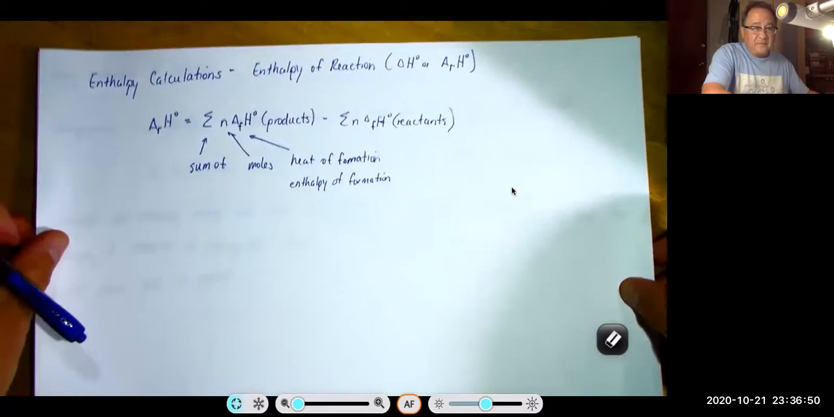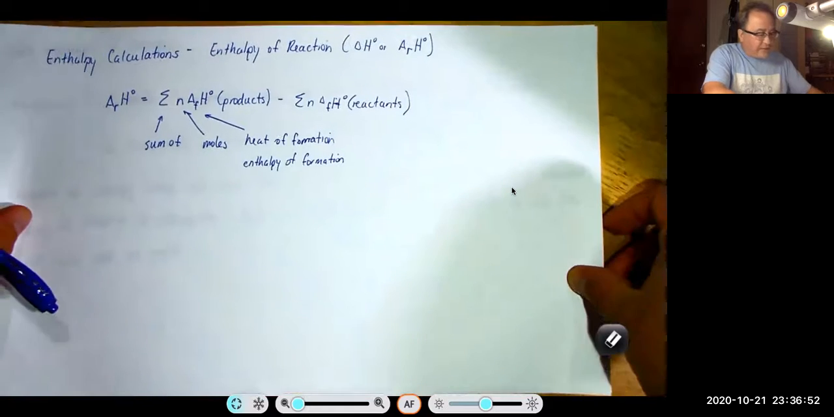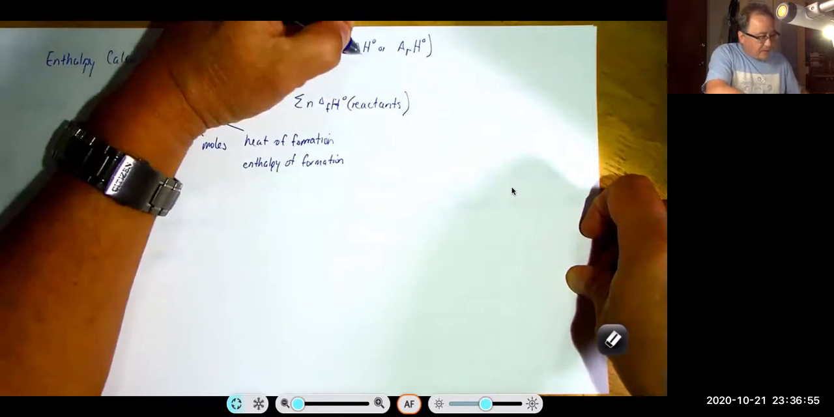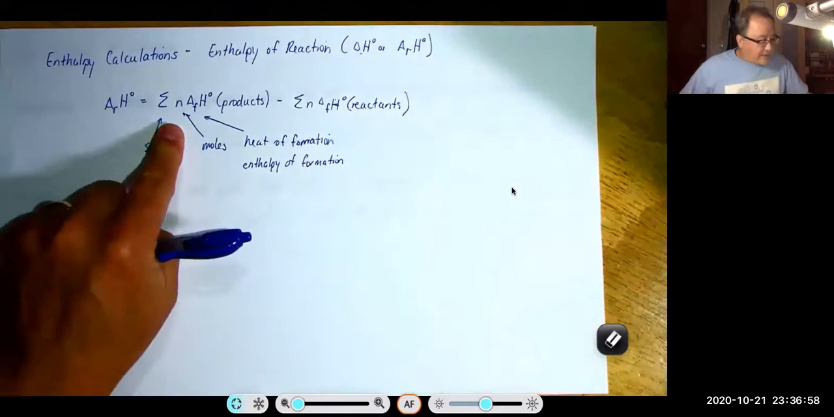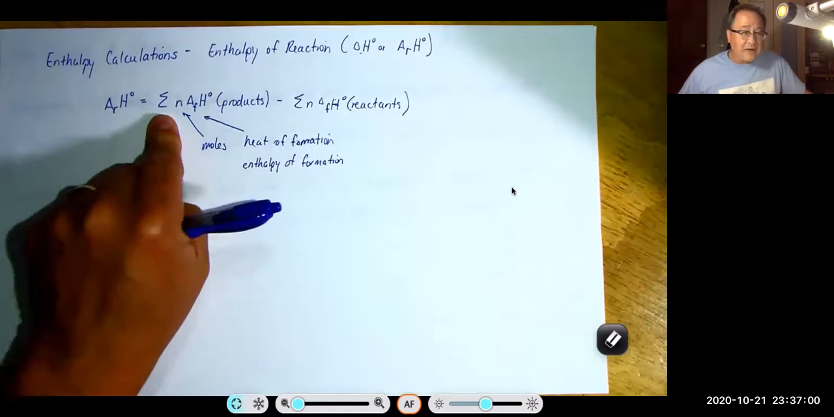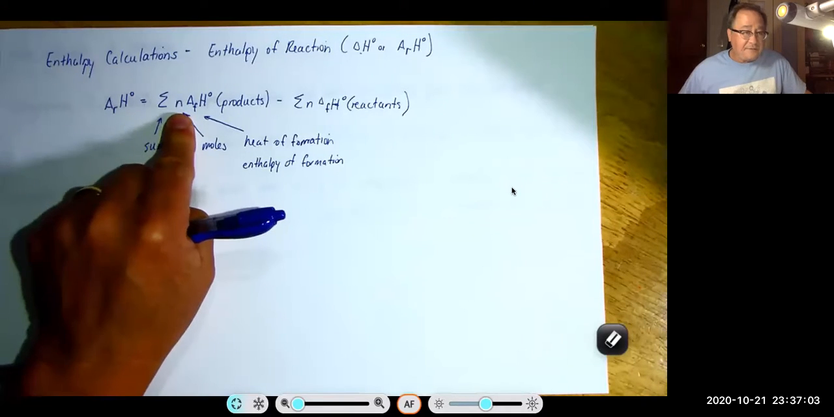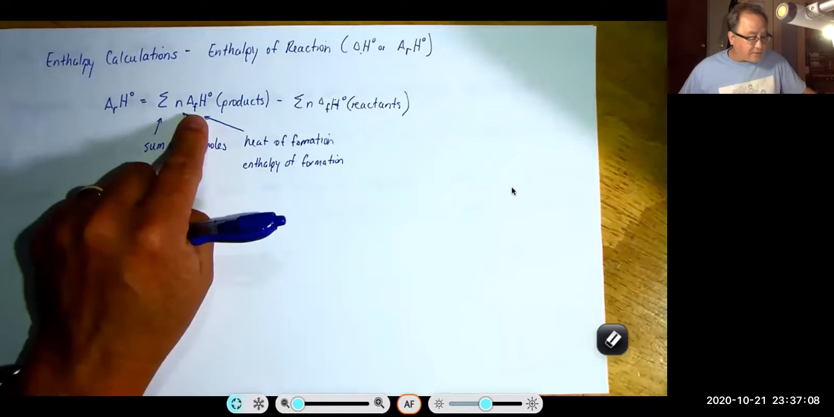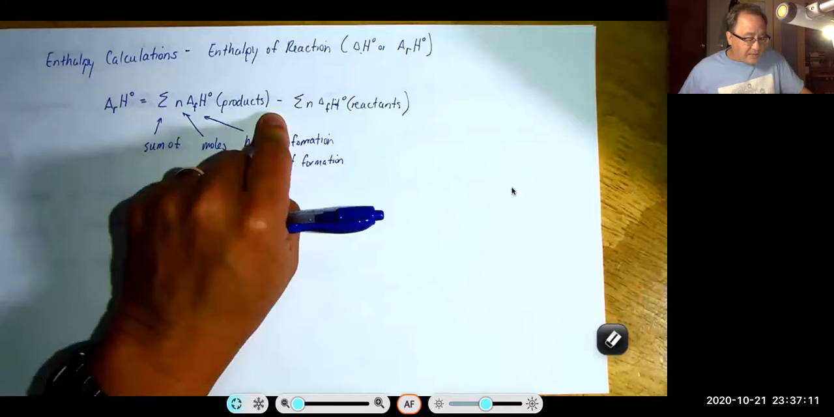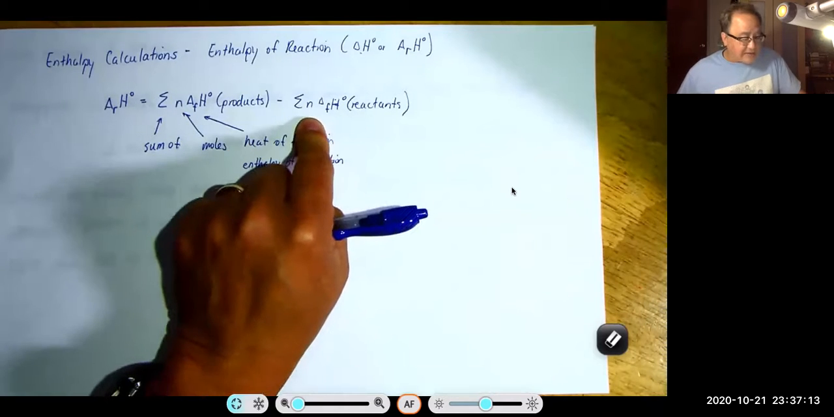Now let's take a look at another way to use enthalpies of formation. That would be as follows. You can get the enthalpy of a reaction by using the following formula. The enthalpy of the reaction is equal to the sum of the moles of a reactant, or a product, I should say, times the change of enthalpy of formation for that product, minus the sum of the moles of reactants.